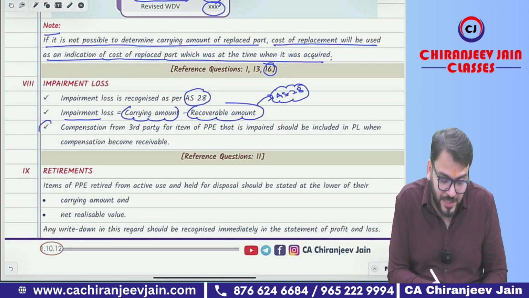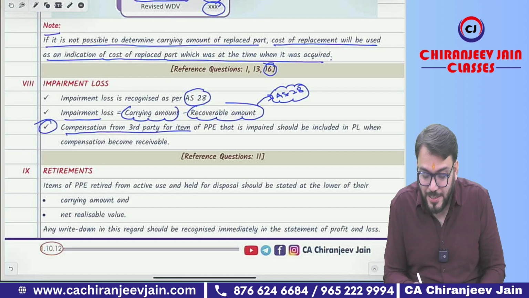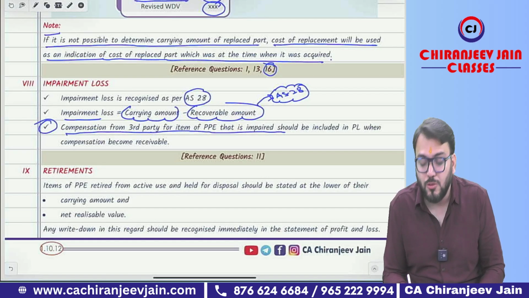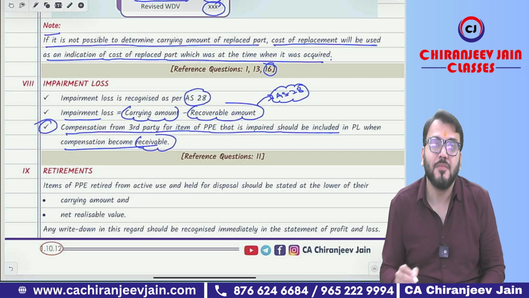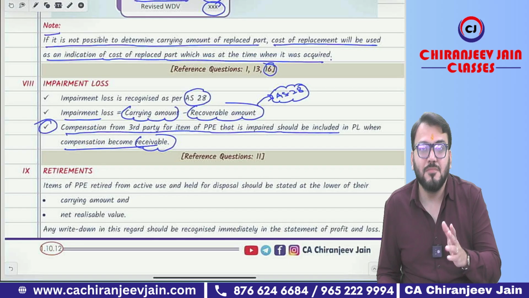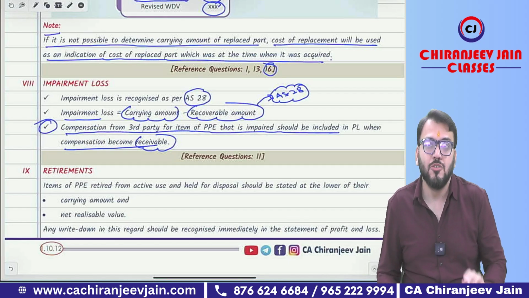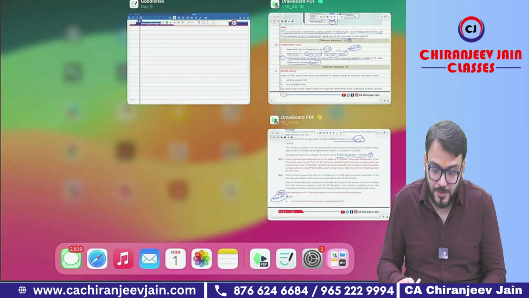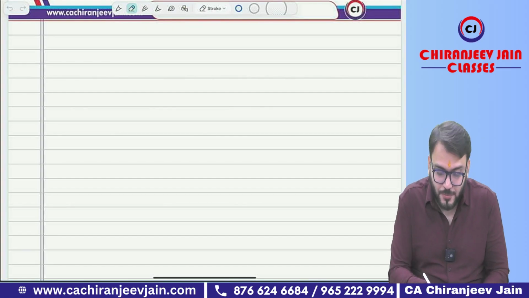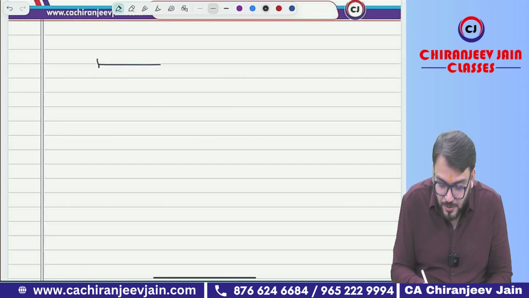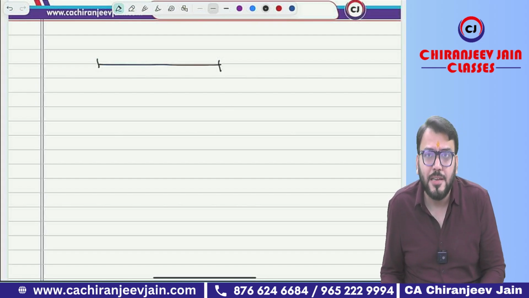What AS 10 says is that any compensation from a third party for an item of PPE that is impaired should be included in PL when the compensation becomes receivable. Got this point? Not understood? You will not be able to understand when I just read it, so I will need to take some example. What do they want to say? Suppose this is the year when the asset got impaired. Why will the asset get impaired?